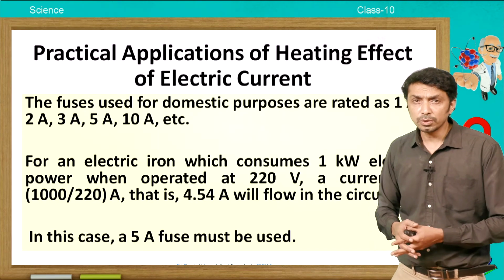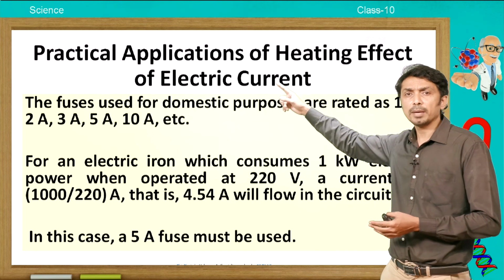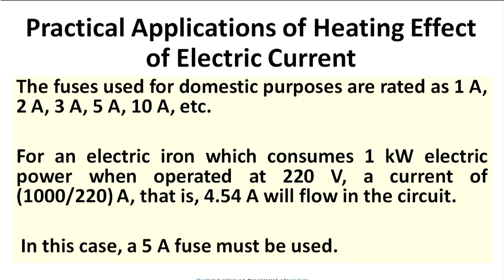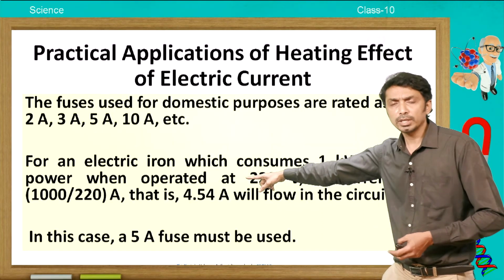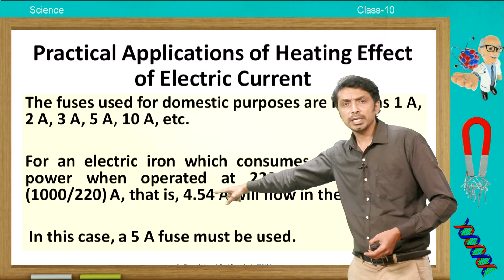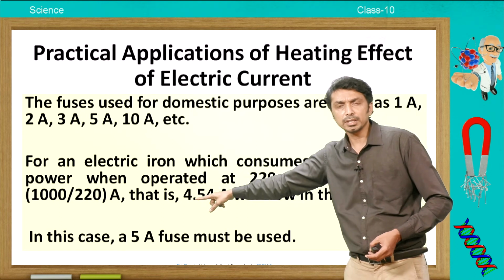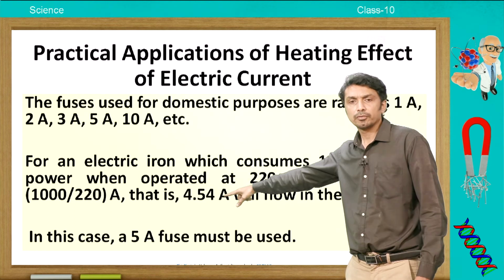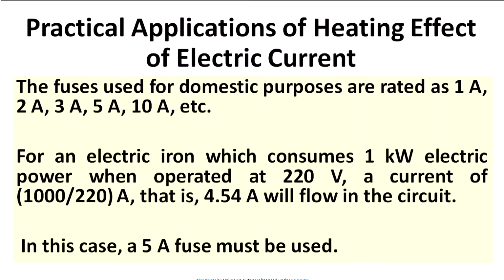The fuses that we use are 1 ampere, 2 ampere, 3 ampere, 5 ampere and 10 ampere, etc. For example, if you are using an electrical iron box of 1 kilowatt electric power, then you can see 1000 watts divided by 220 volts, that means it is P by V, that means it gives you the current, because P is equal to VI, 4.54 amperes. So, for this electrical iron box we need to use a 5 ampere fuse.